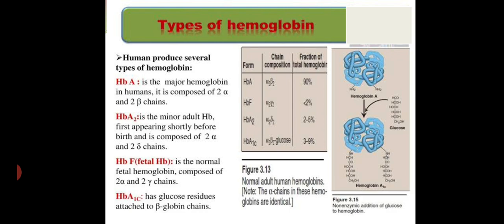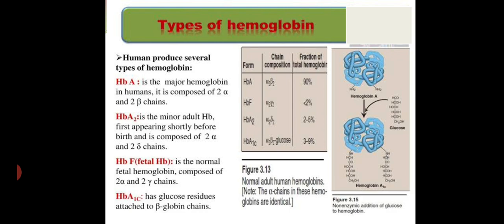It has glucose residues attached to the beta globin chain. So, to the alpha chain and to the beta chain, but one glucose molecule residue has been attached to the beta chain. So, such a type is known as the HbA1c.